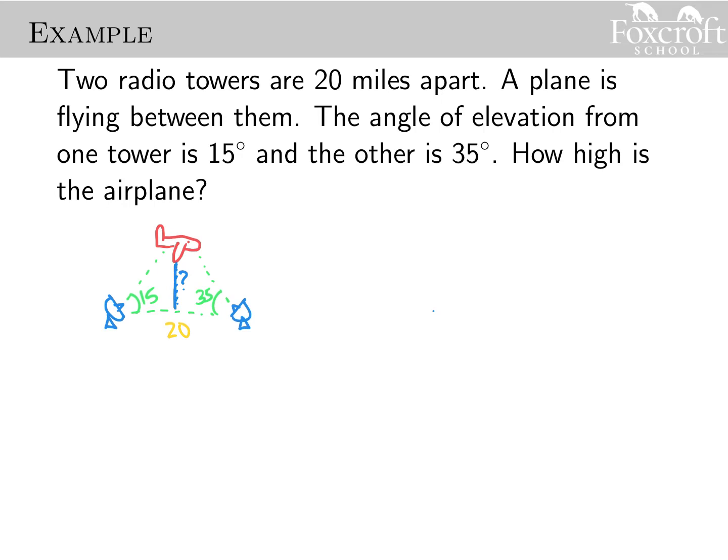Well, one thing you'll notice is that this piece we're trying to find is not a part of this bigger triangle that's made with the plane and the two radio towers. So we can't find this right away, because we don't have all the information we need. We have a lot of information about this green triangle, but not that blue line there. What we do have is a side length and these two angles here.